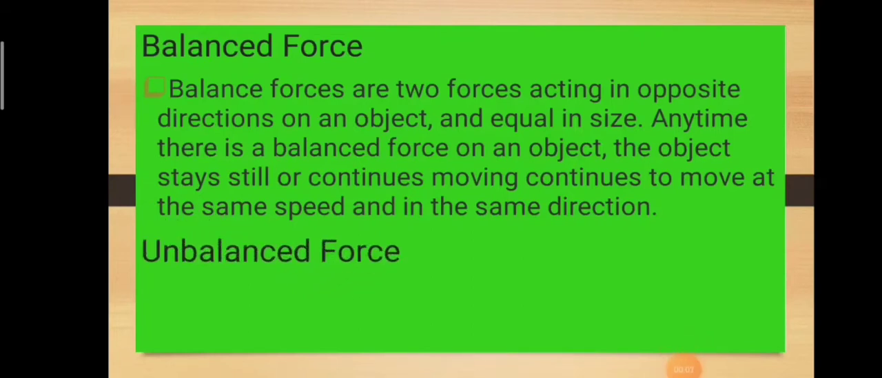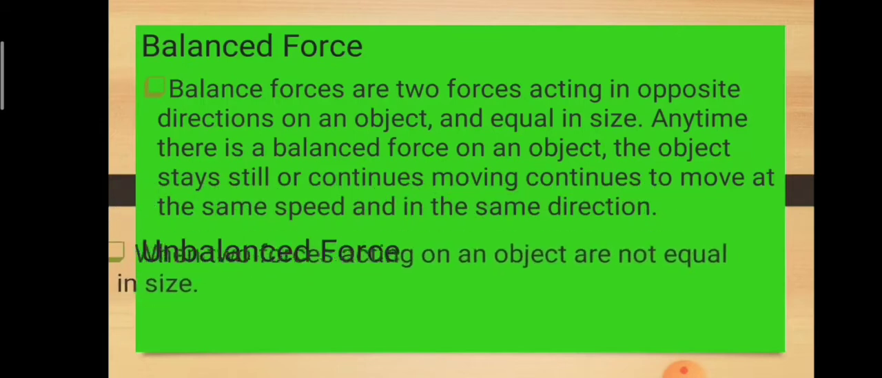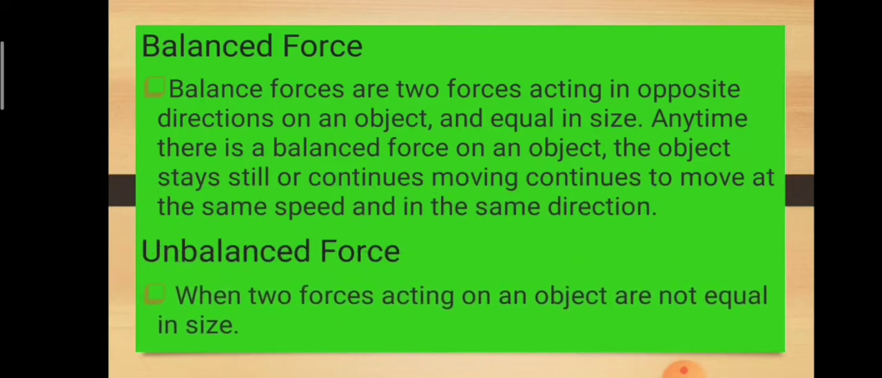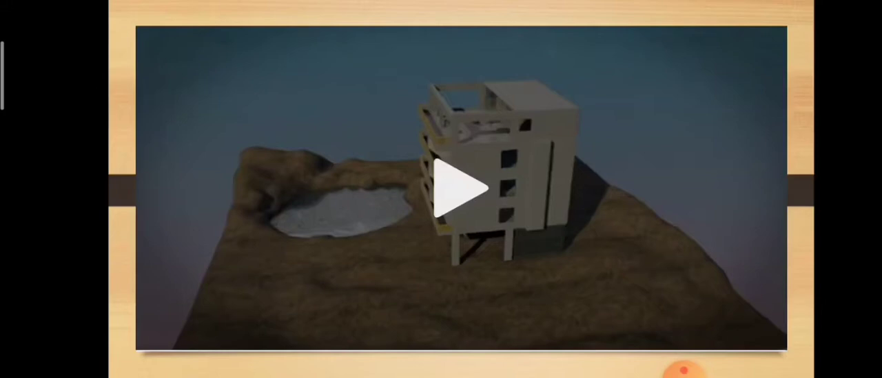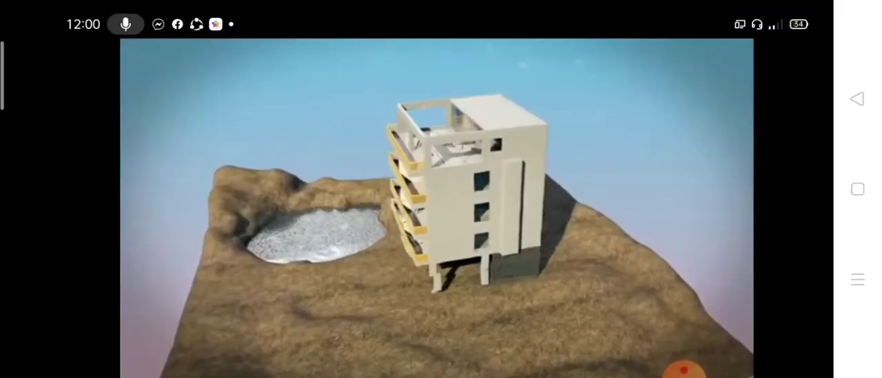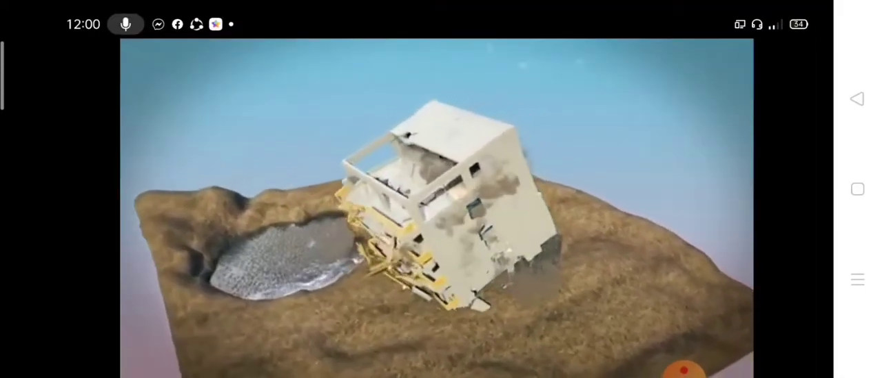Next is unbalanced force. So what is unbalanced force? When two forces acting on an object are not equal in size, that is the unbalanced force. So here's the video that shows the balanced force and unbalanced force. Take a look at what happens when forces are unbalanced.